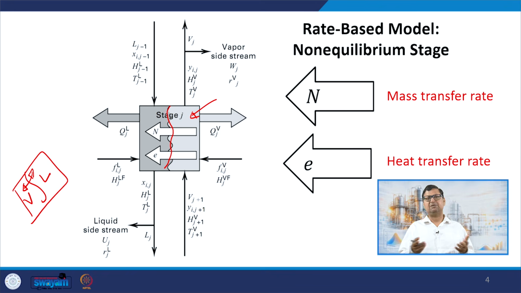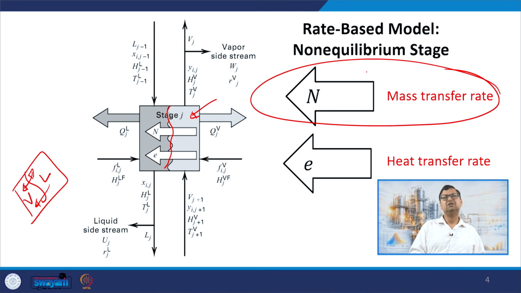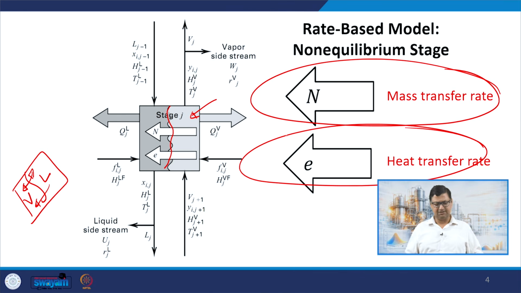That is because of the chemical potential gradient, as we will come to that. So if we don't have the equilibrium condition, we are going to have a gradient in chemical potential, so there can be a mass transfer. In a similar manner, we can also have energy transfer or heat transfer between the phases. So we are going to therefore include the mass transfer rate and the heat transfer rate between the phases.